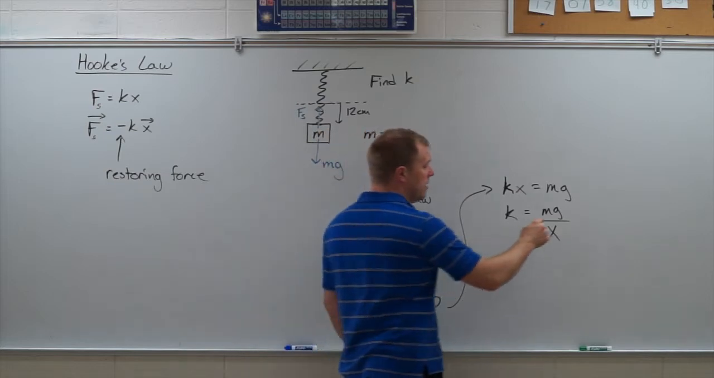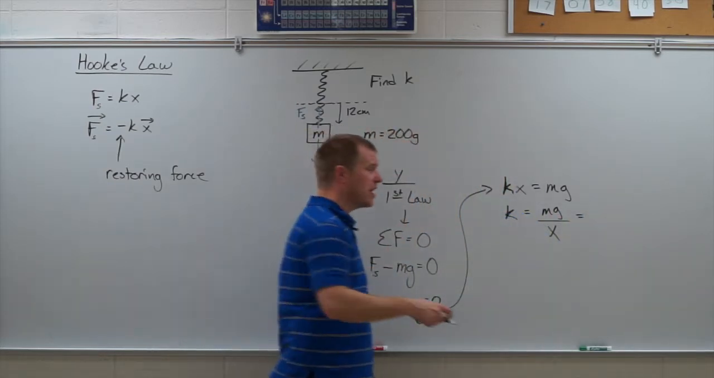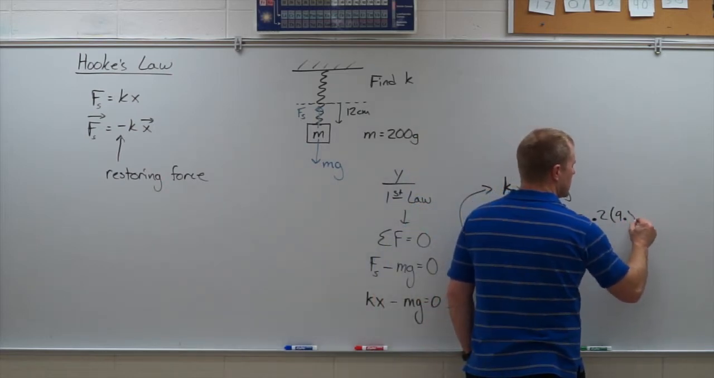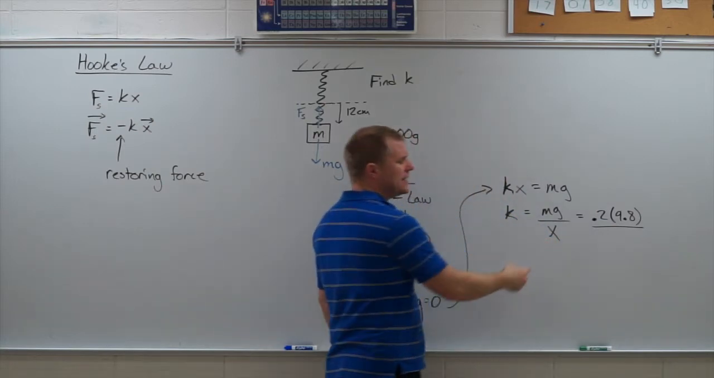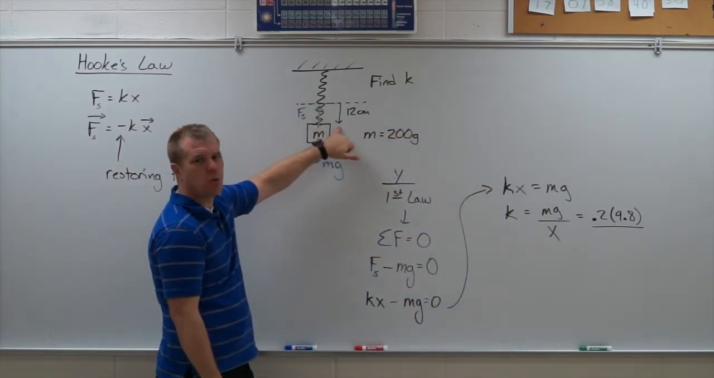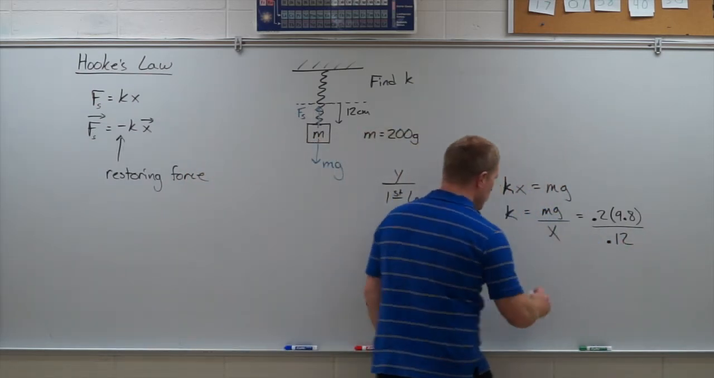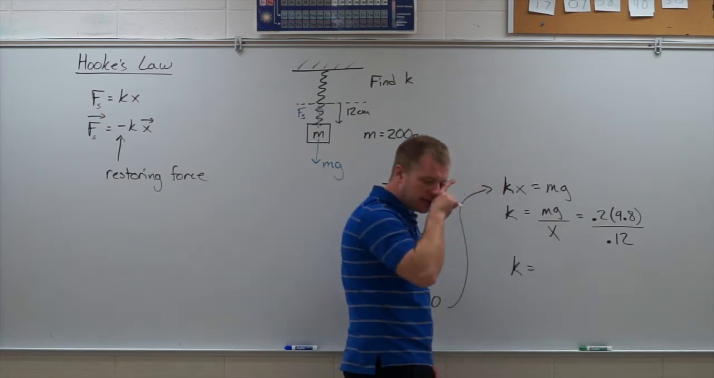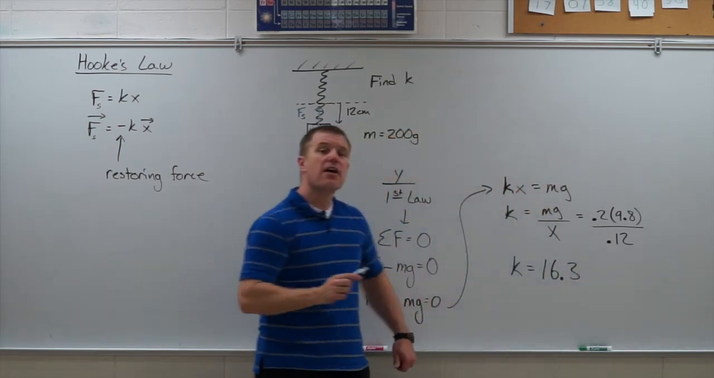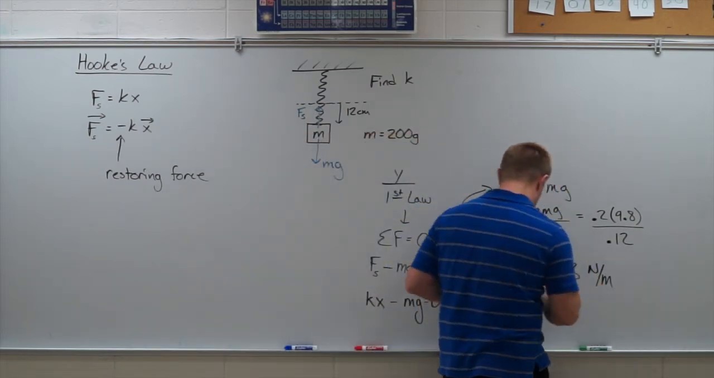So I will plug in my numbers. So I have a 200-gram mass, so I got to convert that to kilograms. So I have 0.2 times 9.8 divided by my displacement. How far from equilibrium has it been stretched? It's been stretched 12 centimeters, but I got to put that in meters, so 0.12. And so my spring constant comes out to be 16.3. Now the units for spring constants are newtons per meter.